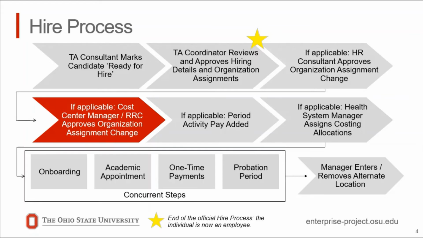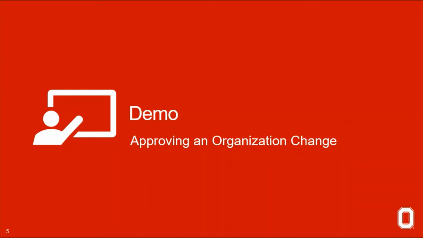Period activity pay enables you to pay employees for fixed-term activities and payment arrangements. You can associate activities with period activity pay and assign an employee with activities, date ranges, and pay amounts. Period activity pay may be assigned during the hire process and throughout the life cycle of an employee. We will take a closer look at this later in the course. Let's take a look at an example.